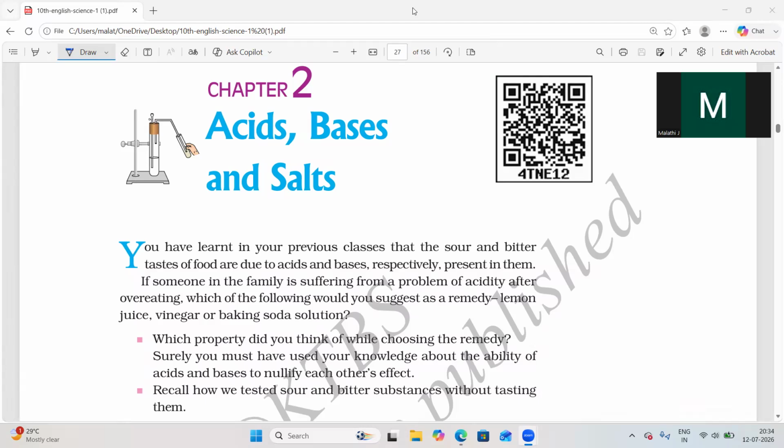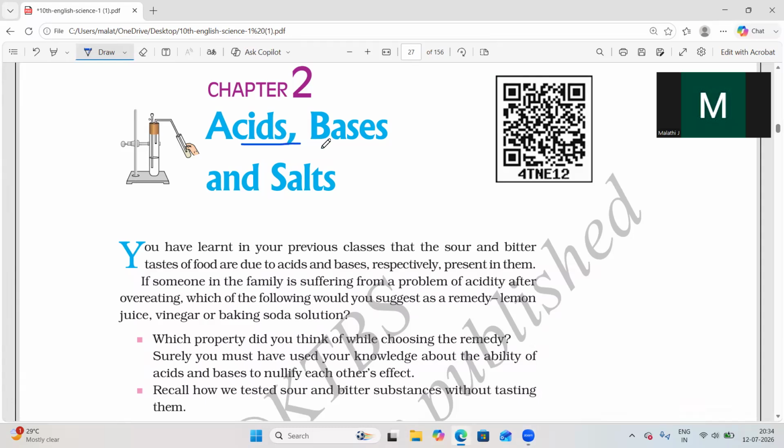Today we will discuss another chapter of class 10 chemistry, that is acids, bases and salts. What are acids? What are bases? So we already know that acids are sour in taste, bases are bitter in taste.